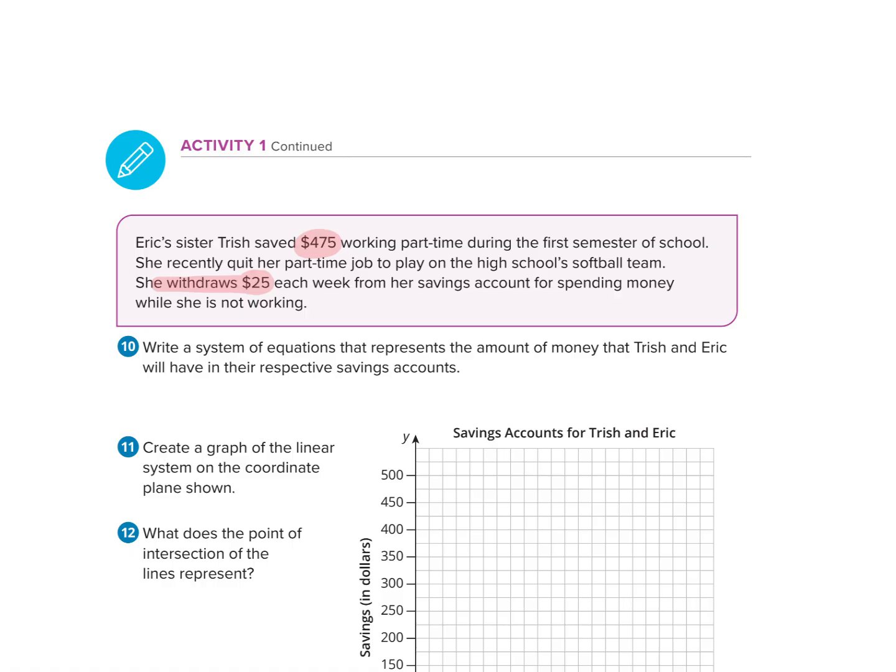The phrasing of this one is a little bit confusing. So we've got two people that we're dealing with. We have Eric and we have Trish. We're going to do a little bracket thing. It might look ugly, but we'll practice it.